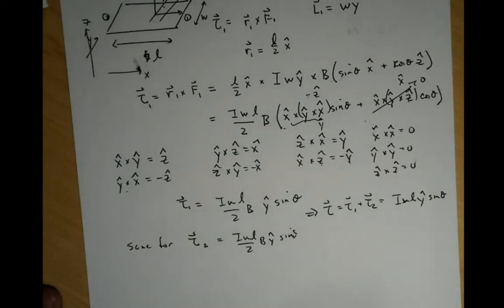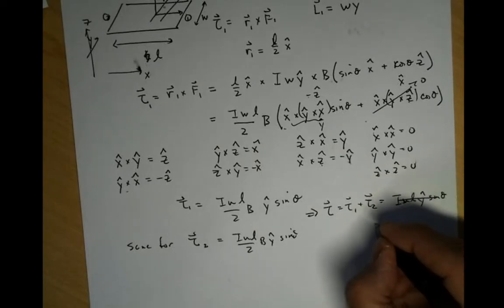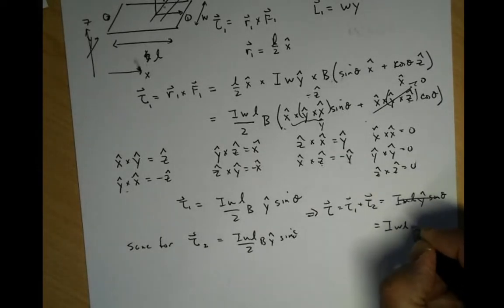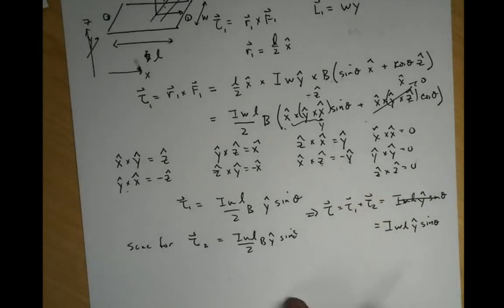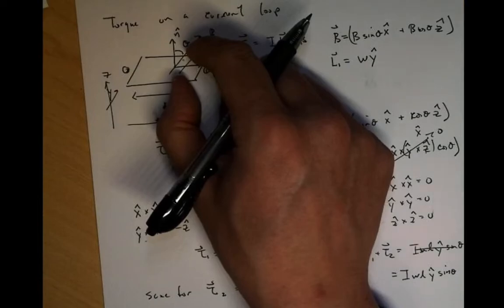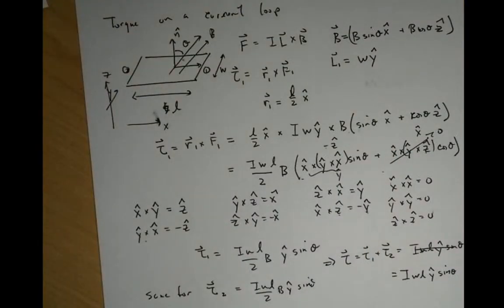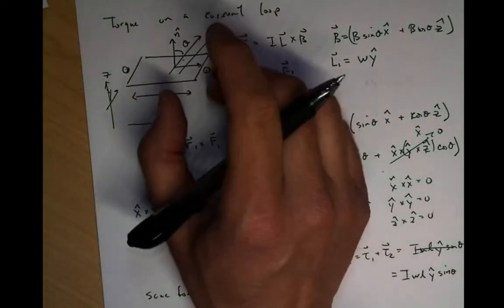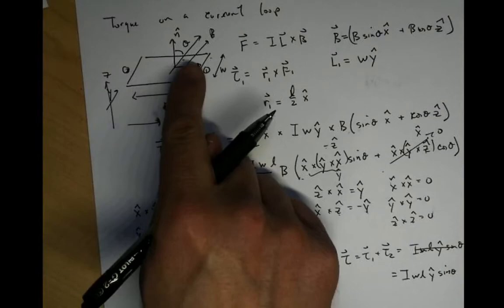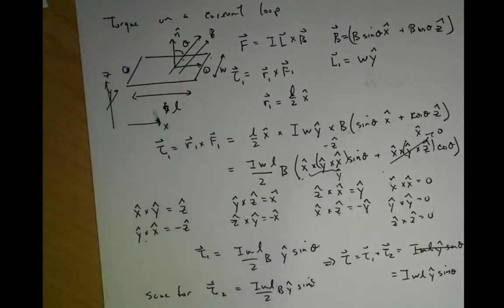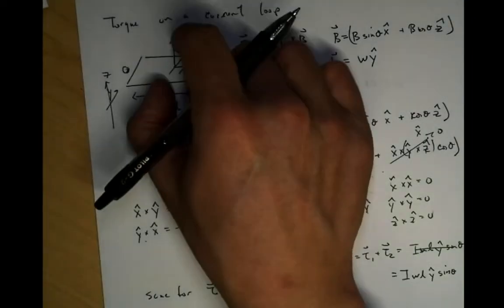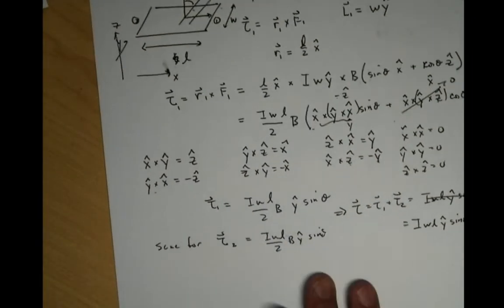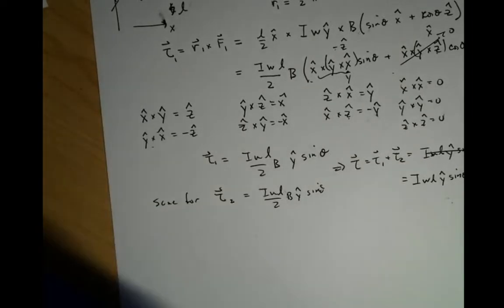Now, I should write this a little more cleanly. IWL B ŷ sine theta, right? Now, you might ask, what happens to these wires here? These wires here basically will cancel each other out. They cancel in force, and their force and their radius turn out to be in the same direction. And so when you do the cross product, there's no torque that comes from these two wires here.